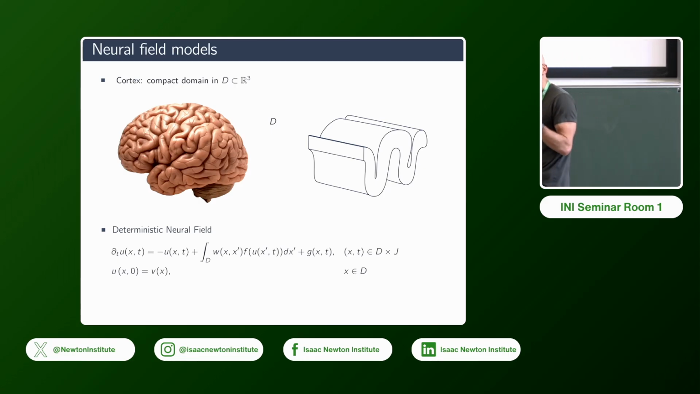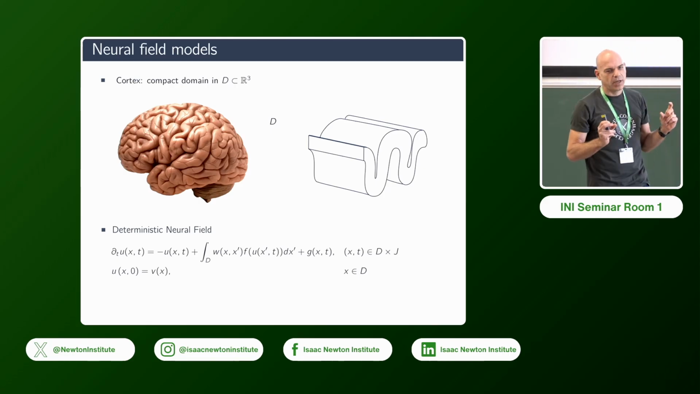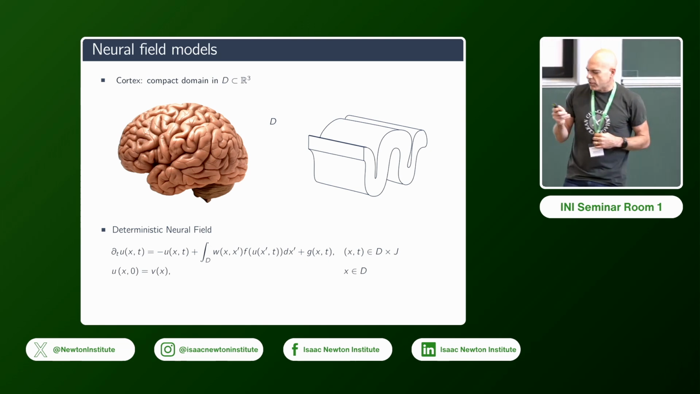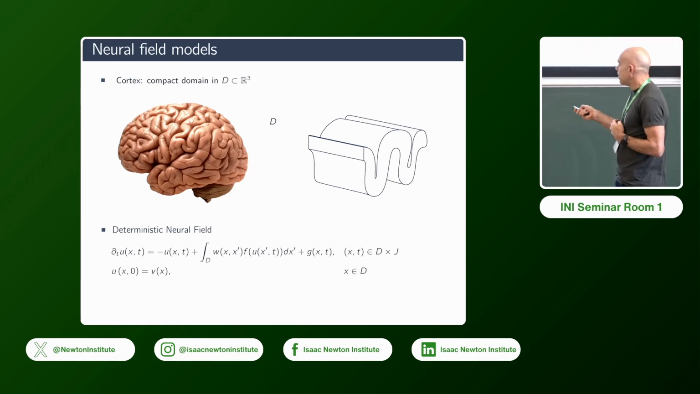I will not put any restriction on the cortex shape or its position or how complicated it is. For at least all the theory, that doesn't matter. And the constitutive elements are U, which is a measure of the activity at position X and at time T, W, which is the connectome, nonlinearity F, which is a firing rate, G, which is an external stimulus, and V, that is the initial condition.